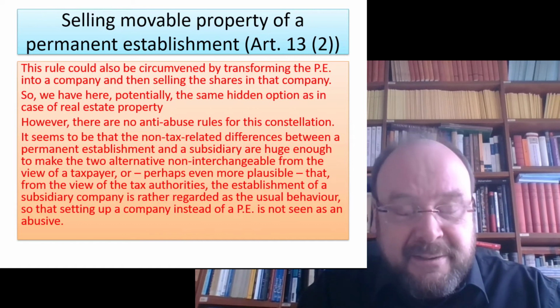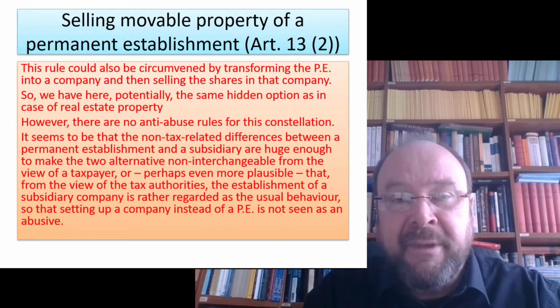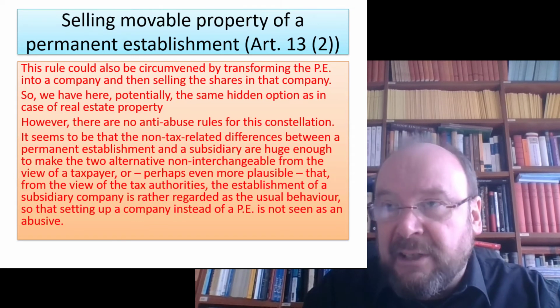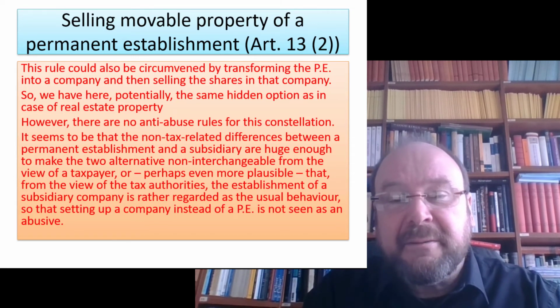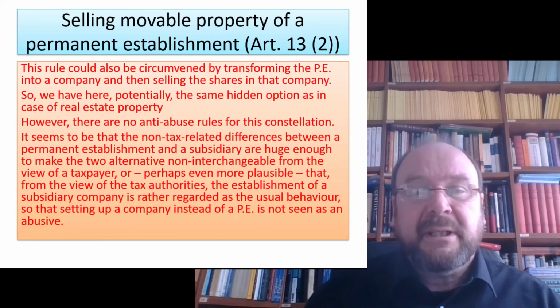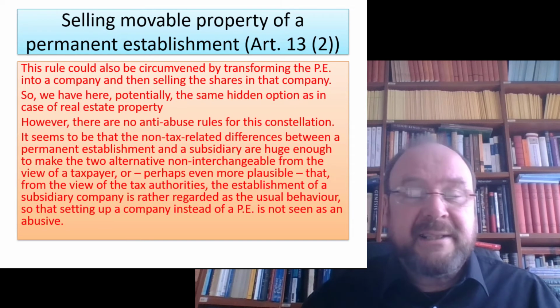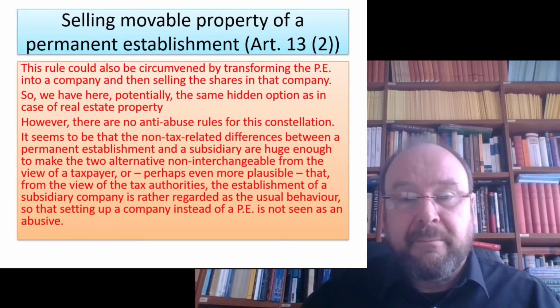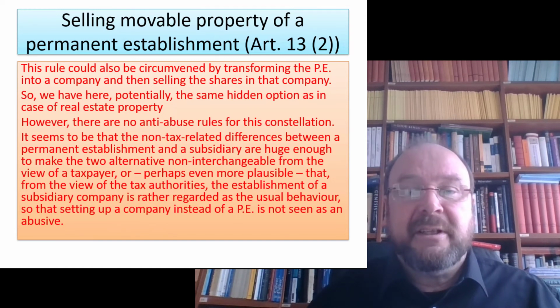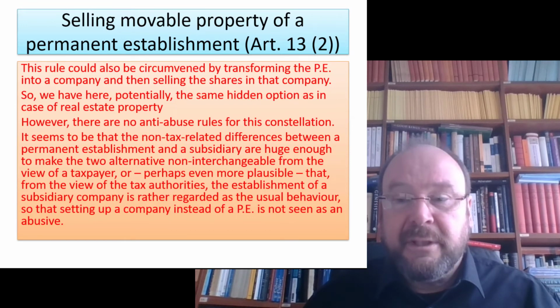Even more plausible is perhaps the idea that the tax authorities regard setting up a company in a country as the, let's say, natural kind of behavior, so that setting up a company in order to circumvent the possibility that a PE has to pay taxes on selling assets, that setting up a company as an abuse is for them not a viable idea, so that they just think this is the natural behavior. If somebody does this, this is not an abuse, this is normal. So that could explain why we don't have an anti-abuse rule here.